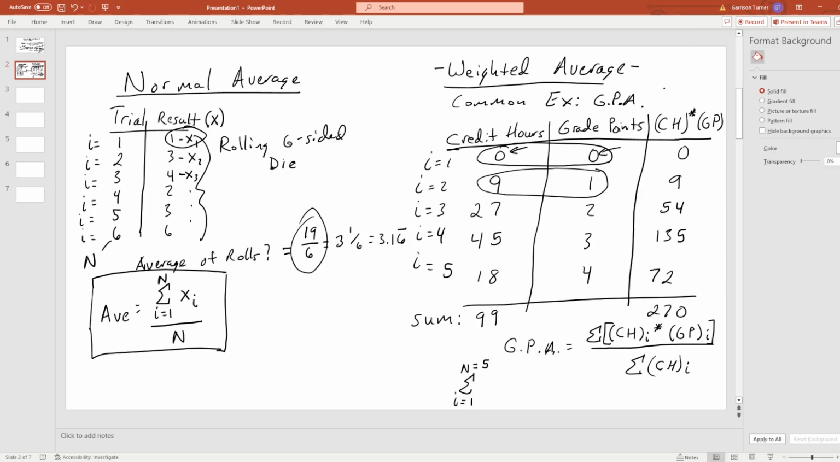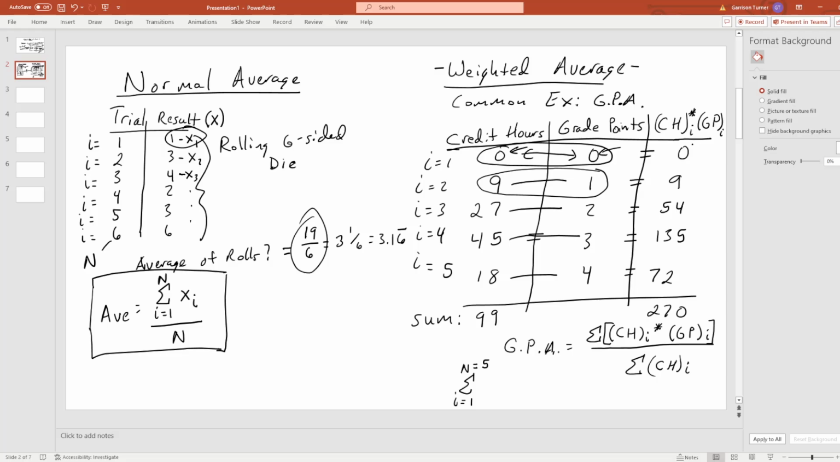And so to calculate your GPA, what you do is you take each individual index of your credit hours and multiply that by the corresponding grade points. So 0 times 0 equals 0. 9 times 1 equals 9. 2 times 27 equals 54. 3 times 45 equals 135. And 4 times 18 equals 72.